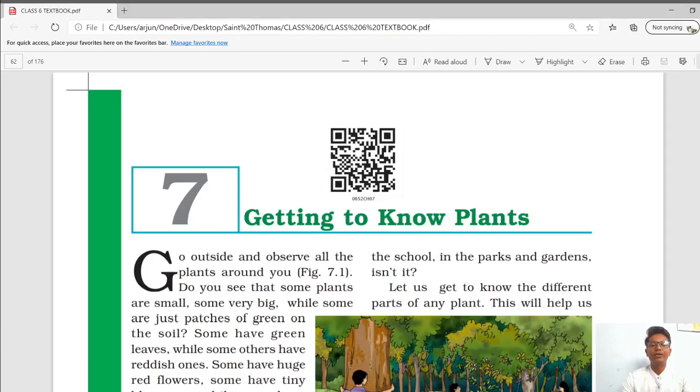After a short break of the online lecture and a unit test, let's start today's lecture with a new chapter, chapter number 7, Getting to Know Plants. This whole chapter is about plants. In the unit test, I asked question number 3, in which you had to draw a diagram consisting of the parts of a plant. In this chapter we will see those plant parts in detail, right?